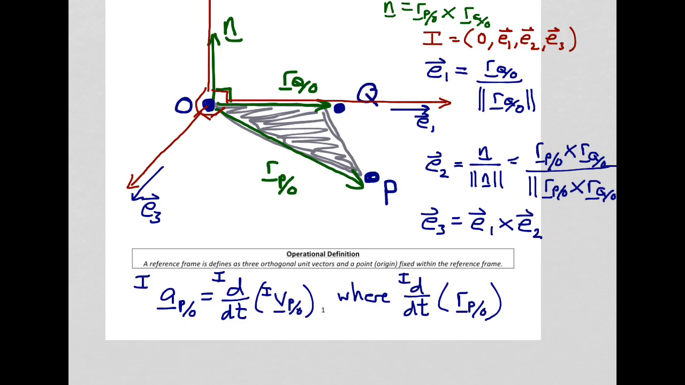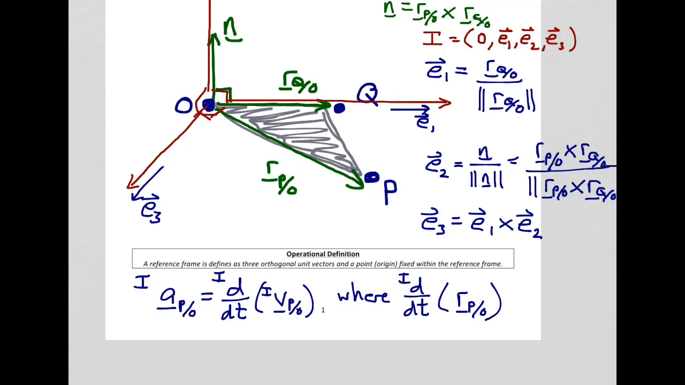Okay. Now recall we don't need a reference frame notation on our position, because that doesn't matter. It doesn't matter where you observe position. It's always going to be the same. It only matters where you observe the time derivative of position, which is velocity, and the time derivative of velocity, which is acceleration.